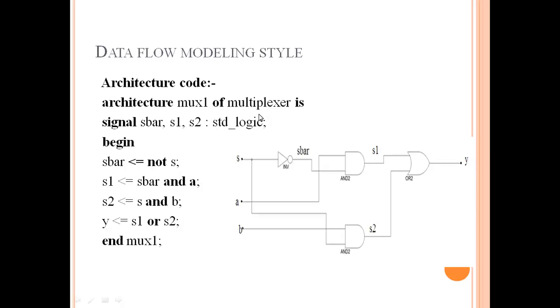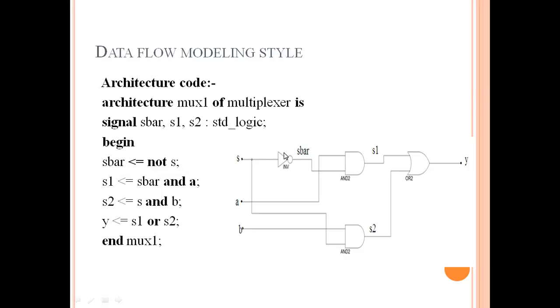Here is the architecture code of the 2:1 multiplexer. Architecture is the keyword, mux1 is the name of the architecture, and multiplexer is the name of the entity. Before going on to the architecture body, we have to define signals. So s bar, s1, s2, which are of standard logic type, are used in the 2:1 multiplexer. After the begin keyword, we have used the statements.